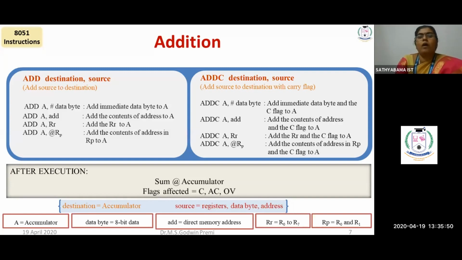So here we have seen the 8 instructions. After executing all these instructions, the sum, that is the result of addition, will be stored in the accumulator. That's why we have got A everywhere for your destination operand. So sum is stored in the accumulator.